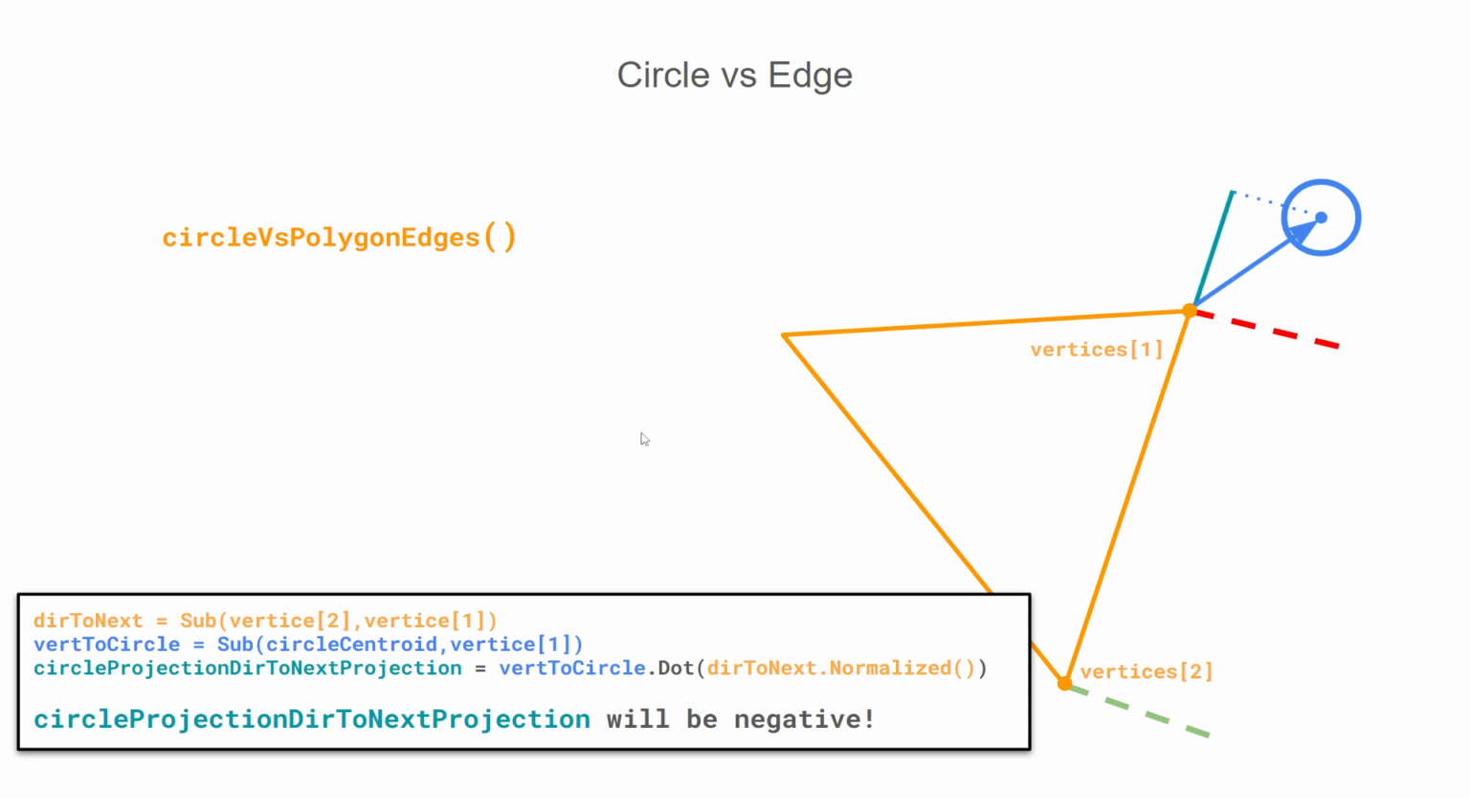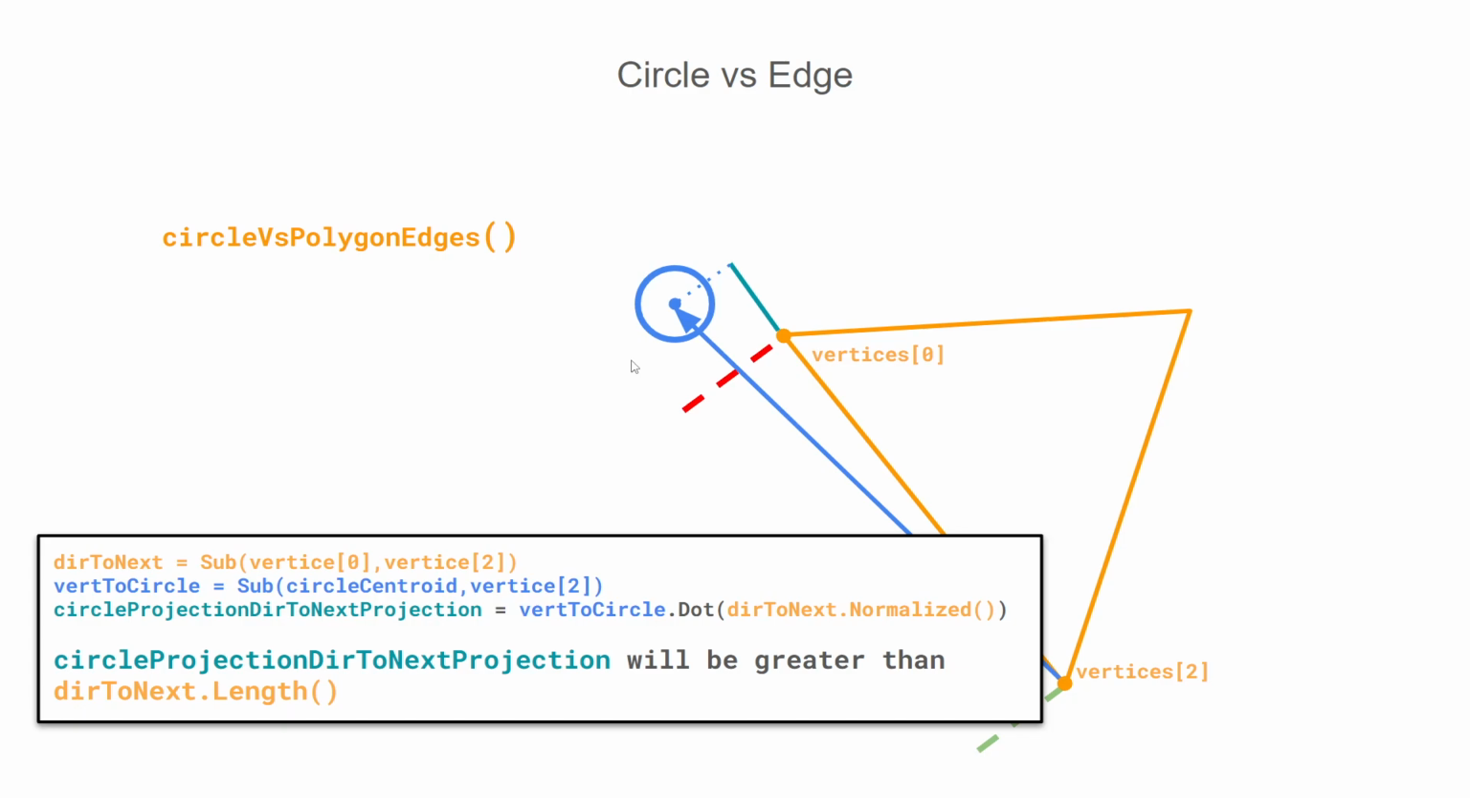And this is one case where the value, or the case, is not valid anymore. And this is the other one. If the projection value is too large, if it's larger than the length between these two vertices, then it's also not going to be in the right area to do the edge check.